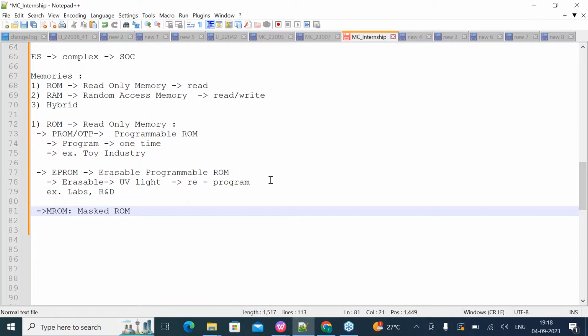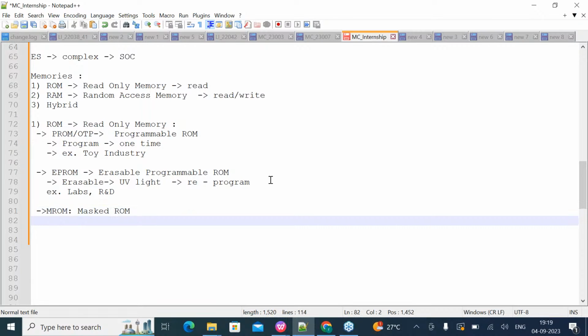If I ask you the meaning of the word mask, yes, mask is nothing but hiding, right? Mask is masking. Masking means covering, which is nothing but hiding, right? Yes, correct. Whatever you are saying is right.